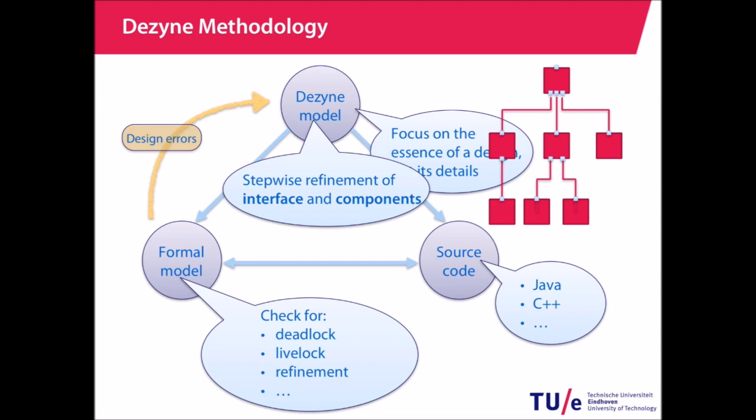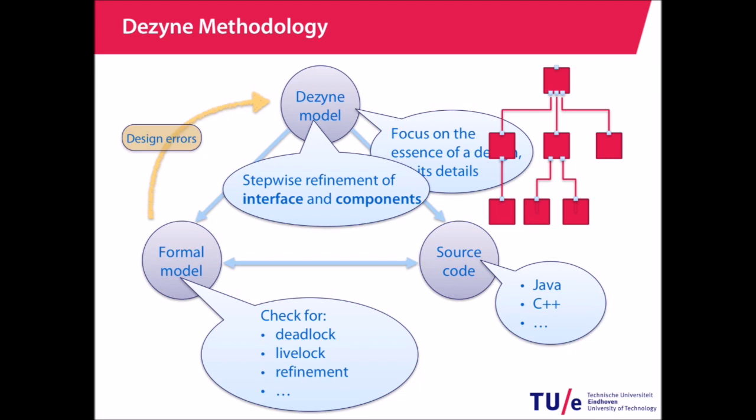So all these errors that you get are fed back essentially into the Dezyne model, and through that iterative scheme, you can actually improve your designs and you can improve your software. And obviously this works if there is a connection between the formal model that we get here and the source code that you get there. That's actually a challenge as well, to get that correct.